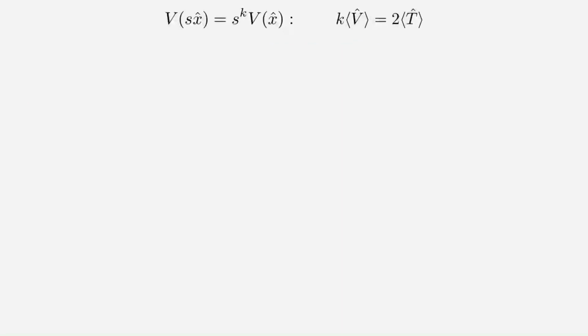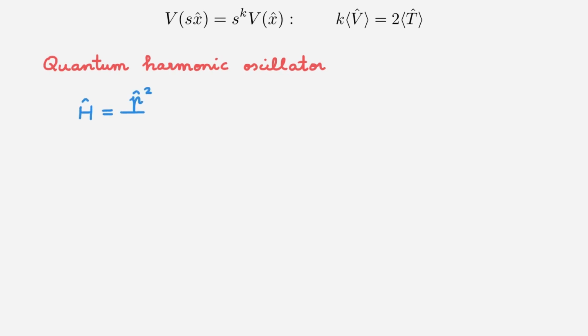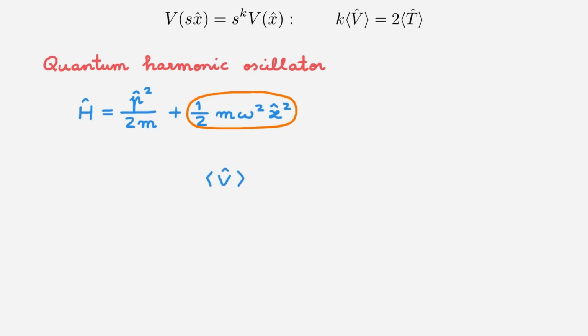To consider an example of the Virial theorem for a potential described by a homogeneous function, let's consider the quantum harmonic oscillator. Remember that in this case, the Hamiltonian H is equal to the usual kinetic energy, plus the potential energy which depends quadratically on the position operator. We've already discussed earlier that the quadratic function is a homogeneous function of degree 2, and you can easily confirm that this is the case for the potential of the quantum harmonic oscillator. Using the Virial theorem, we can then immediately conclude that for the quantum harmonic oscillator, in any energy eigenstate, the expectation value of the potential energy is equal to the expectation value of the kinetic energy.